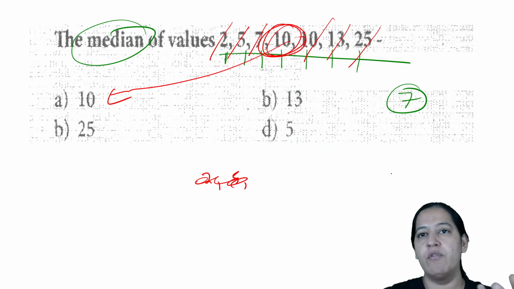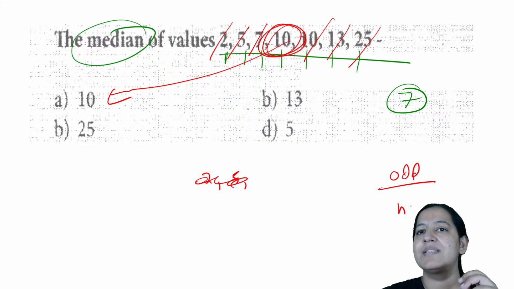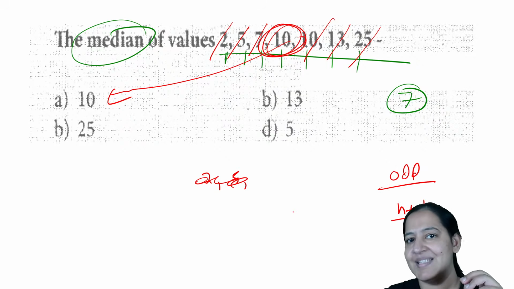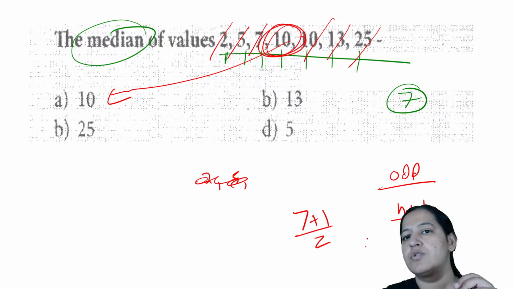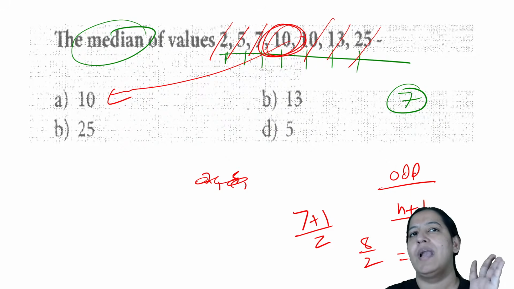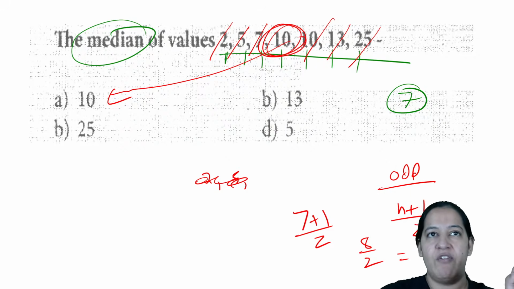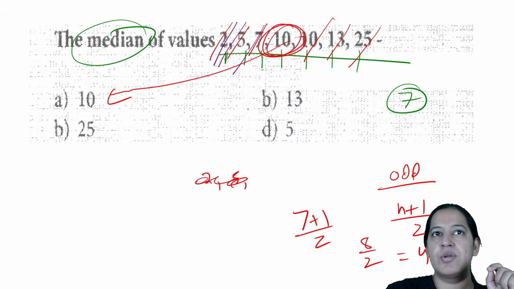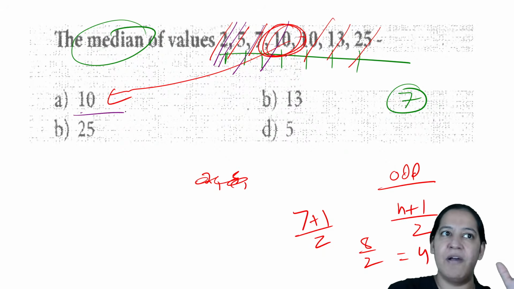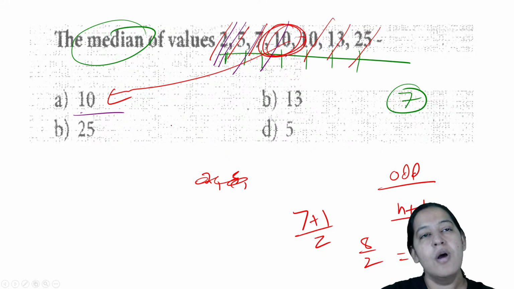Or else, if you want to go with the formula for odd, it is (n plus 1) by 2. So n is 7. 7 plus 1 by 2, so it is 8 by 2. It will be the fourth value. What is the fourth value? Count it. Value number 1, value number 2, value number 3, value number 4. It is 10. So by formula also, by common sense also, the answer is 10.